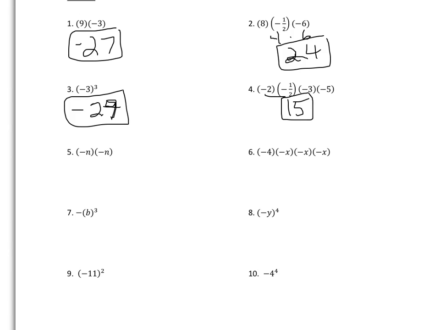Okay. Number 5, we have the opposite of n times the opposite of n. Really, we have 2 negative signs, so it's going to end up being positive. So this would be like n times n, or n squared. Number 6, again, looks like we have 4 negative signs, so it's an even number of negative signs. So my answer is going to end up being positive. So this is going to be 4, and it's going to be x to the third power, because we have 3 x's multiplied by themselves. So 4x to the third power.